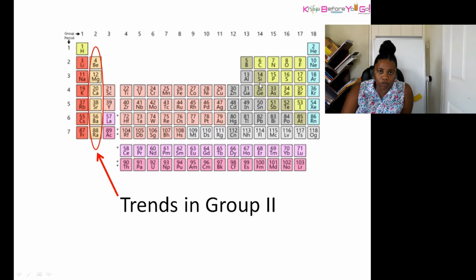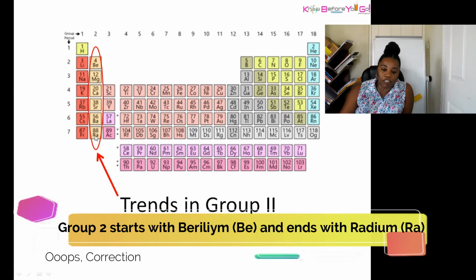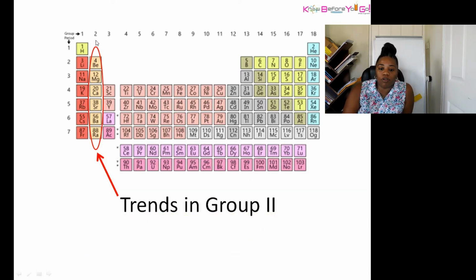So moving right along, group 2, like I would have told you in an earlier video, is one that starts with beryllium and ends with radon, right? And remember, groups run from top to bottom. In this case, it's ambiguous: they're trying to tell you that the numbers here represent groups, but they're not telling you that the numbers that represent the groups mean that it runs from top to bottom, which is what it does.